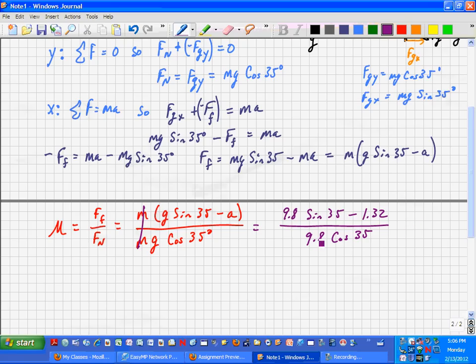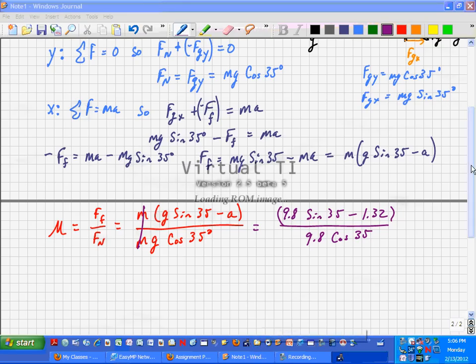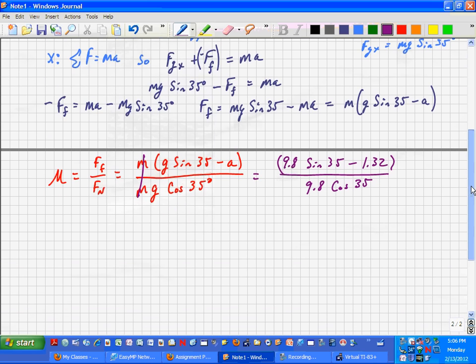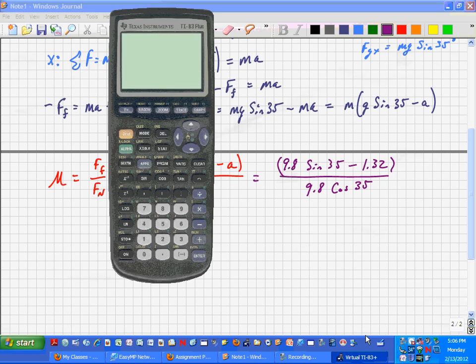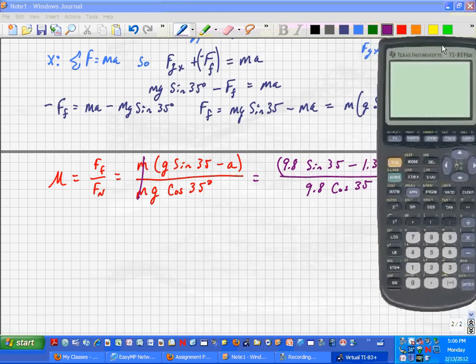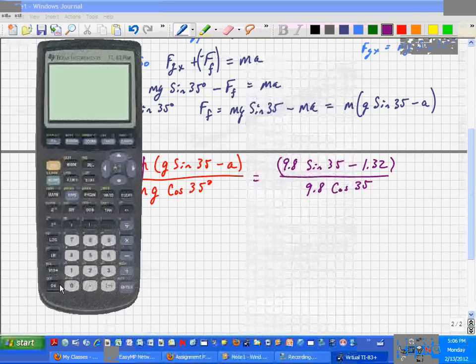I can't just divide out the 9.8s because this is 9.8, and this is kind of like if it were in parentheses. But I've got everything here. I've got numbers. I can go ahead and calculate this. So let me grab a calculator. Slide that down a bit and slide that over a bit. Oh, I guess I'll do it over here. All right, so I hit this on, there we go.